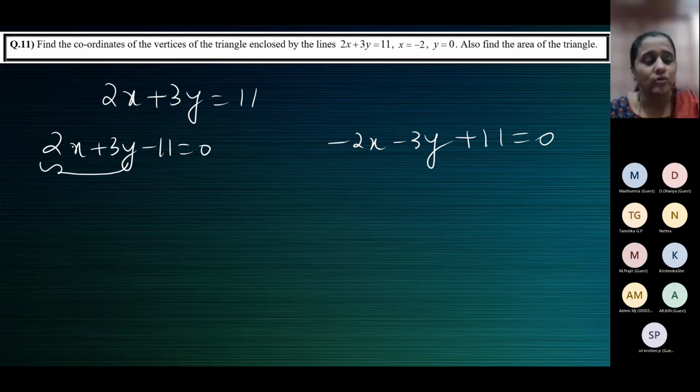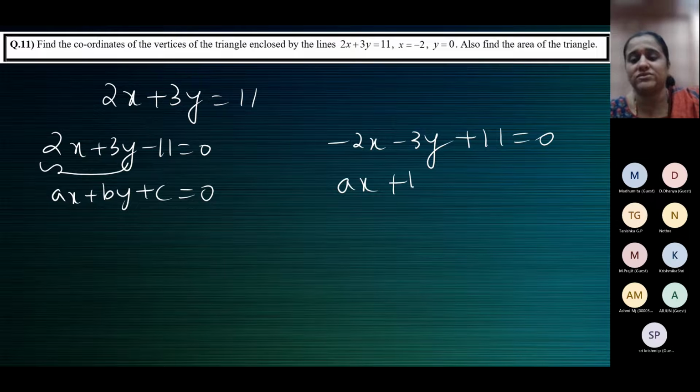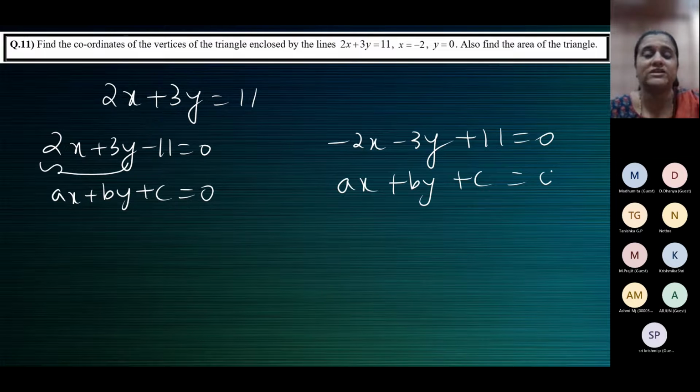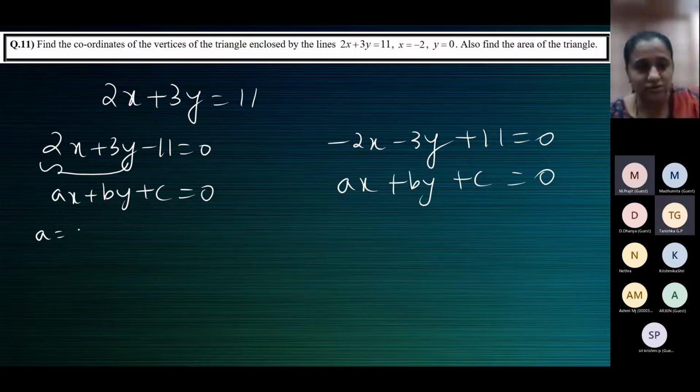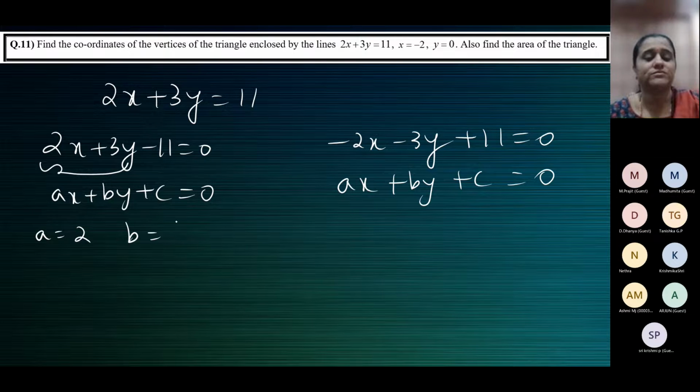That's fine. So when you write it like this and compare, you get ax plus by plus c is equal to 0. That's the standard form of a linear equation in 2 variables x and y. What's the value of A, children? 2, ma'am. Value of B? 3, ma'am. C?